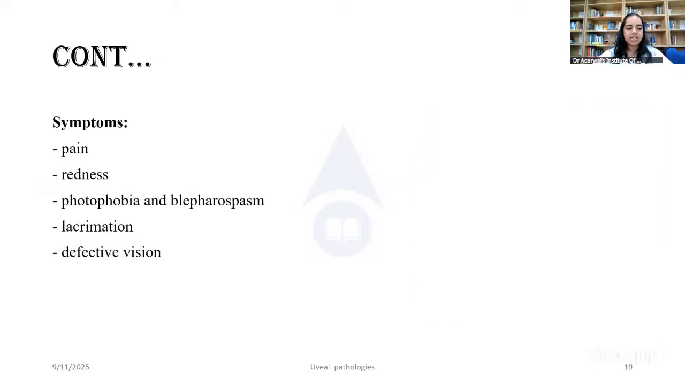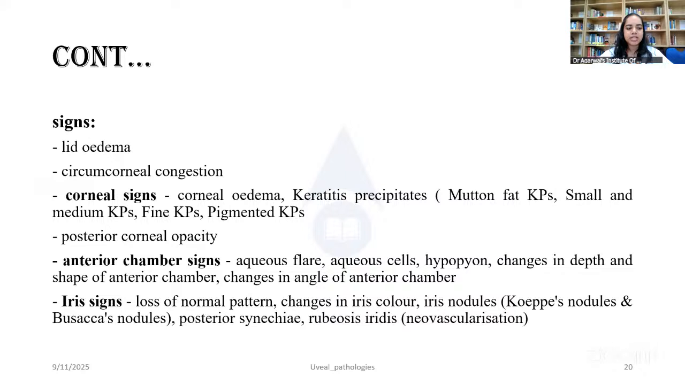Symptoms are pain, redness, photophobia and blepharospasm, lacrimation, or defective vision. Signs: lid edema, circumcorneal congestion. Corneal signs are corneal edema, keratic precipitates, mutton fat KPs, small and medium KPs and fine KPs, pigmented KPs, posterior corneal opacity. Anterior chamber signs are aqueous flare, aqueous cells, hypopyon, changes in depth and shape of the anterior chamber, changes in angle of the anterior chamber.